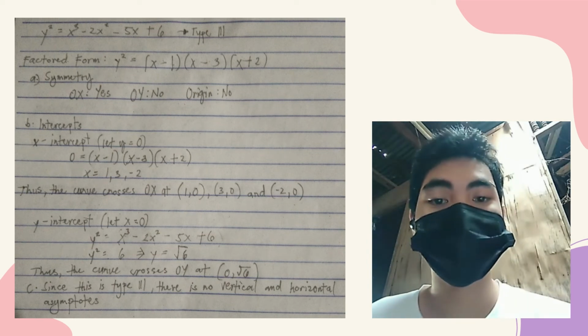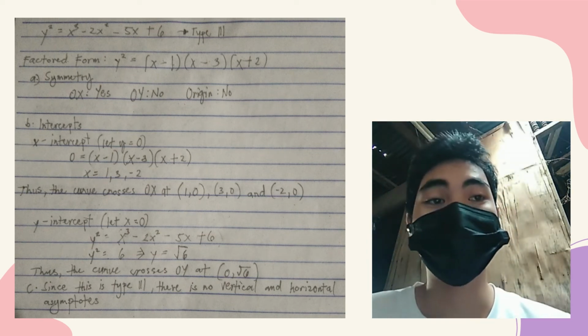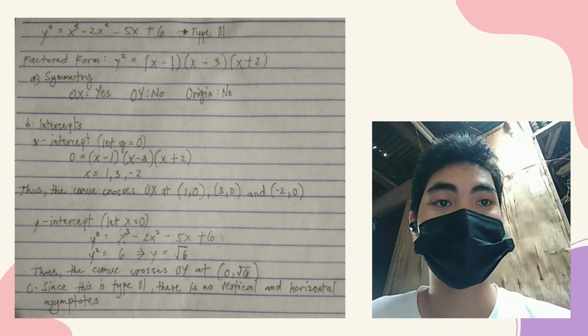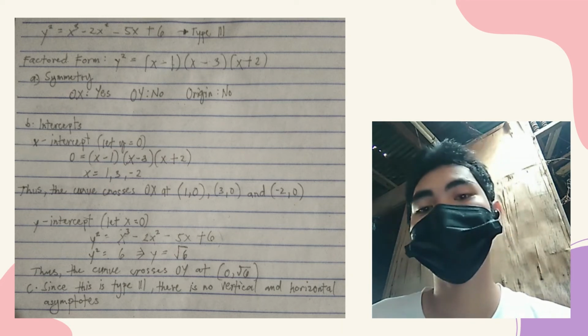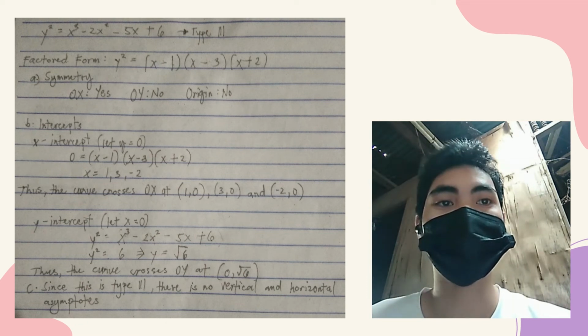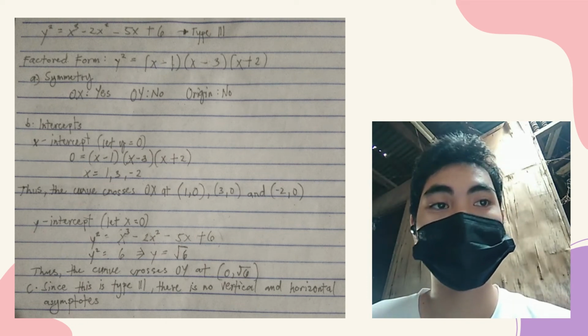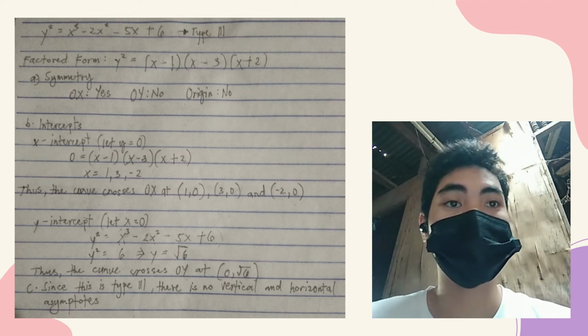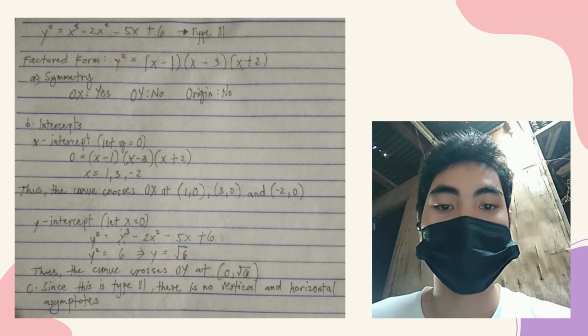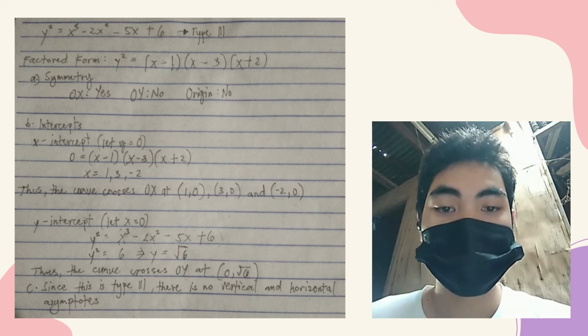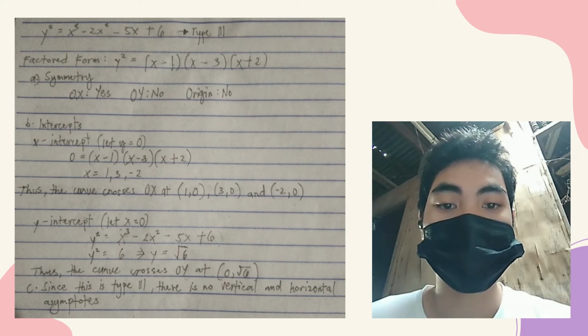In this video, we will discuss and trace the curve defined by y squared is equal to x cubed minus 2x squared minus 5x plus 6. The standard form of it is y squared is equal to x cubed minus 2x squared minus 5x plus 6, and the factored form of it is y squared is equal to the quantity of x minus 1 times the quantity of x minus 3 multiplied by the quantity of x plus 2.